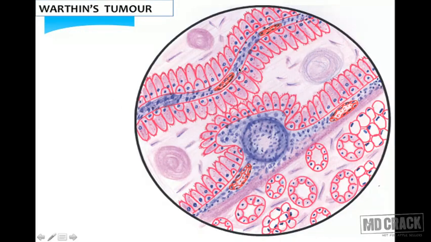Diagrammatic representation of the same here. So a dual population of cells, oncocytic cells and basal epithelial cells, and dense lymphoid aggregates, lymphocyte and plasma cell accumulation, and the cystic spaces containing mucoid material. So this is WARTHIN'S tumor.